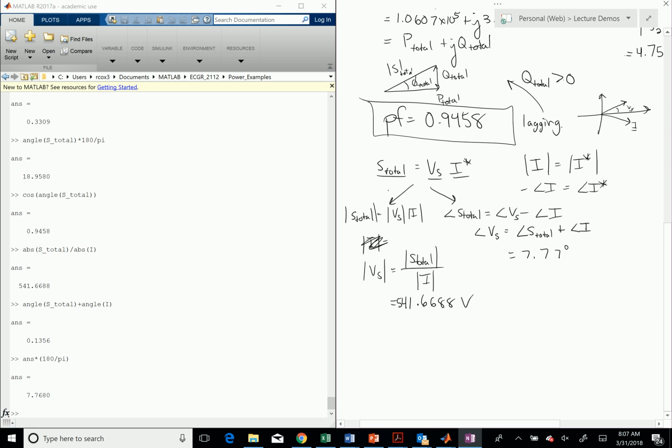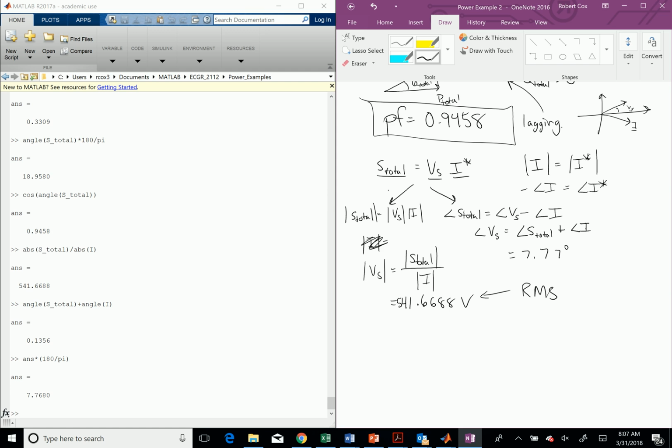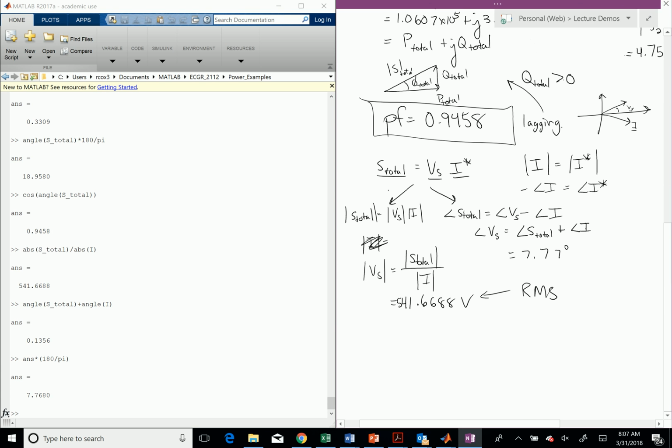Now, one thing about this, everything I have done up until now has been RMS. All right? Everything I've done has been RMS. And so if I want to get the actual time domain expression for Vs, that's going to be the square root of 2 times this value that I got right here, times cosine. We were told this was a 60 hertz source, so 2 pi 60t, plus the angle of Vs.